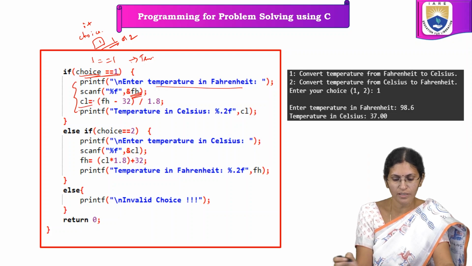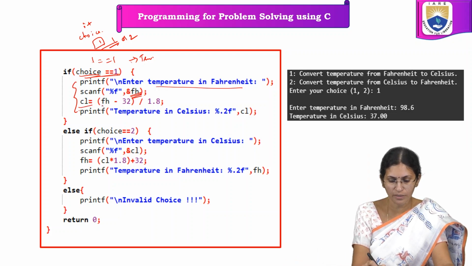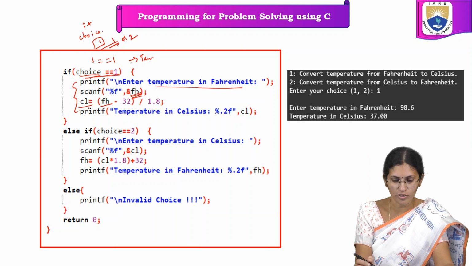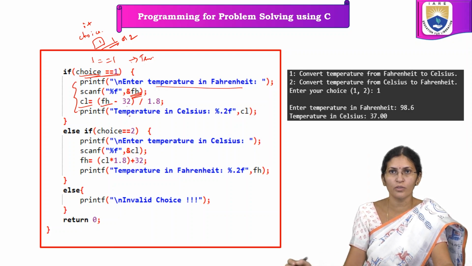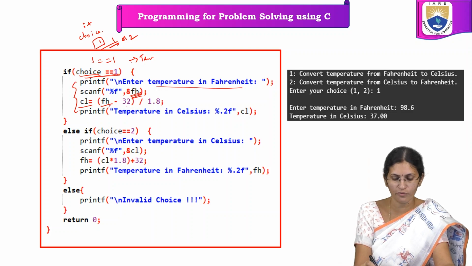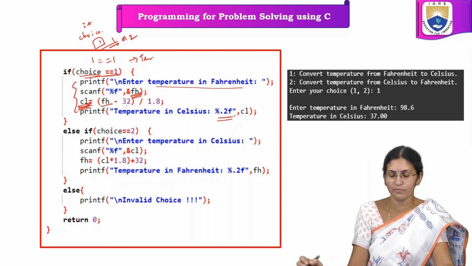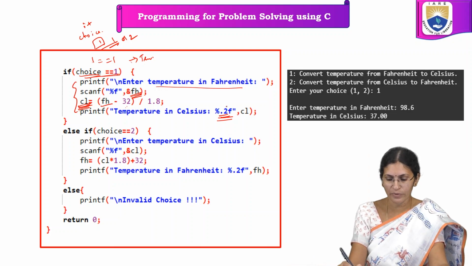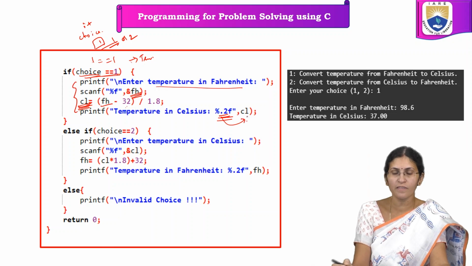Then this is the formula to convert temperature from Fahrenheit to Celsius: FH minus 32 divided by 1.8, or you can write FH minus 32 into 5 by 9. Here CL is the temperature in Celsius. This is a float value, so correspondingly we have used %f. After the decimal only 2 digits will be printed, therefore we have used %0.2f. The corresponding value is CL.